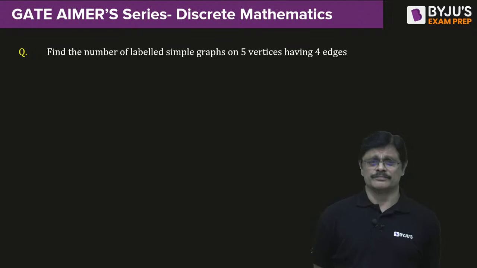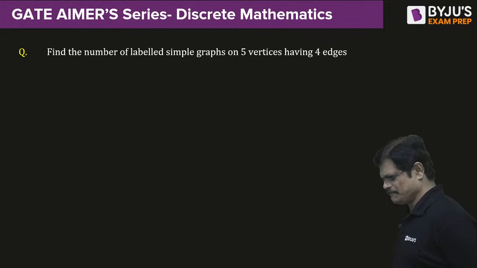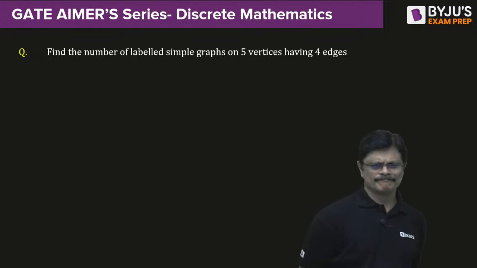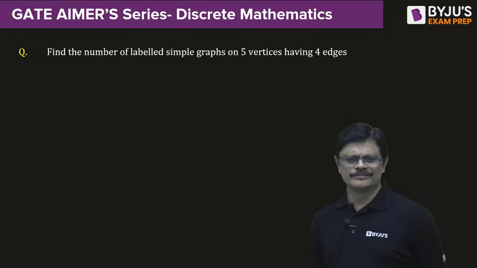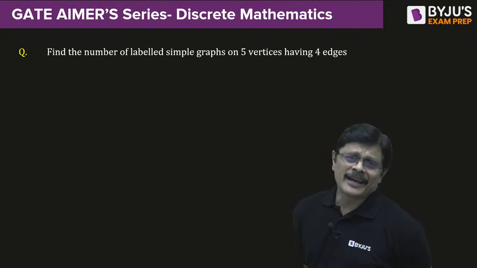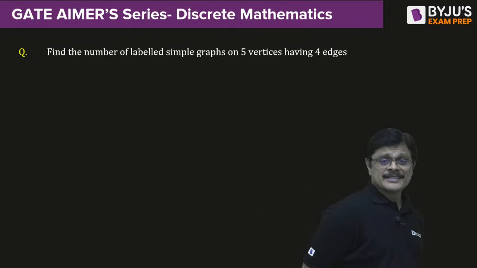Answer the question, my dear friends. Answer the question. 32? Huh? How? Wrong answer. See, in graph theory, questions look very simple, sir, but there may be something involved in it. You have to be very careful.